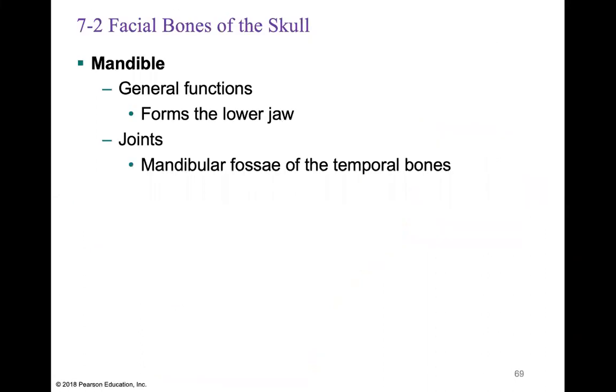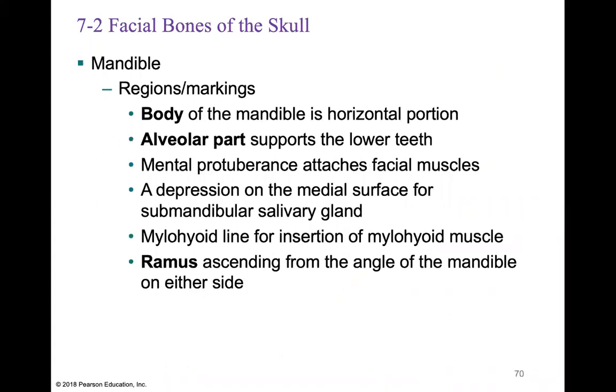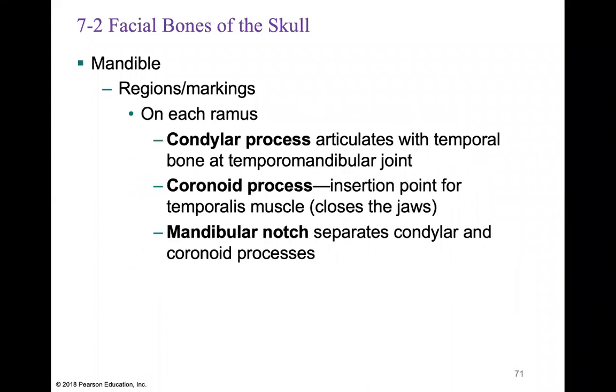Your mandible, this is your lower jaw. It is the only movable bone, and it will form a joint with the temporal bone. The mandible will have a body, which is the horizontal portion, an alveolar part, which is going to be the sockets for the teeth, a mental protuberance, which attaches to facial muscles, and then the ramus, this is the ascending angle of the mandible on either side, which will articulate with the temporal bone.